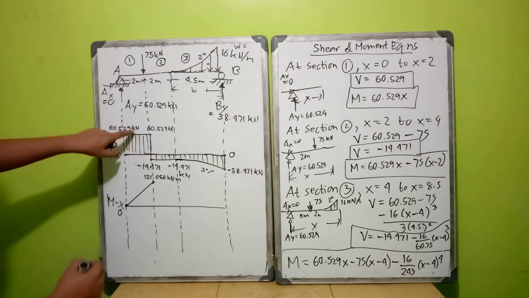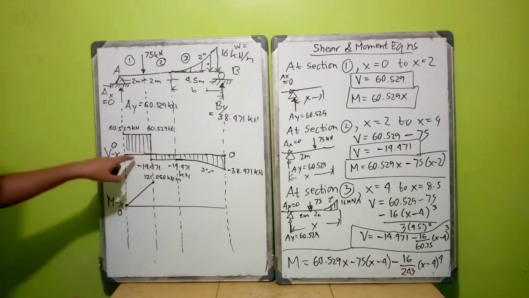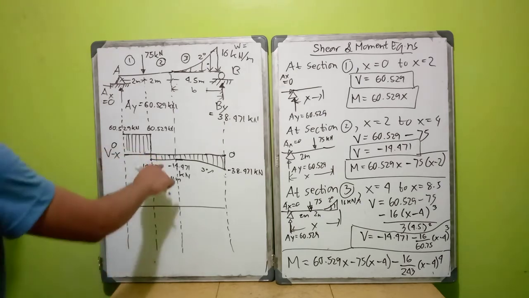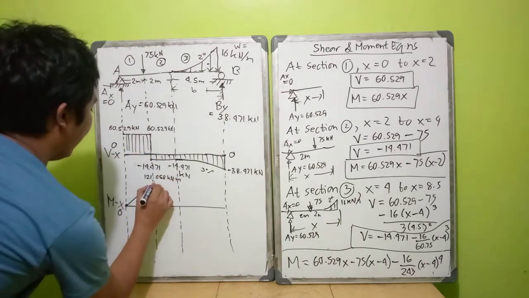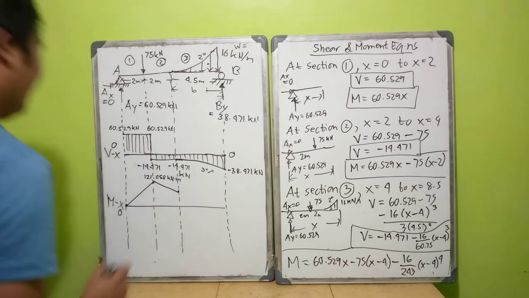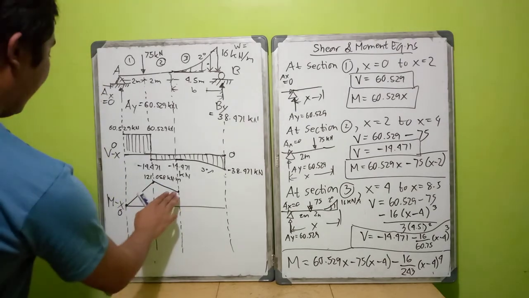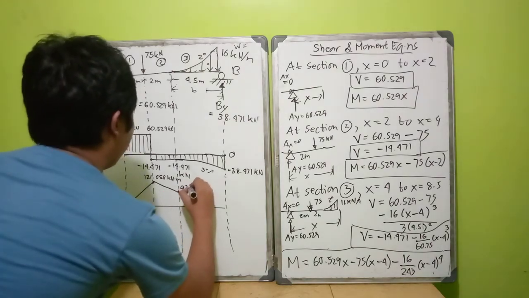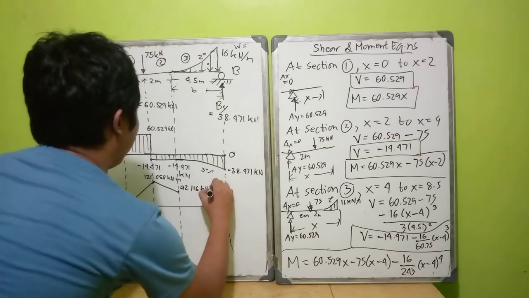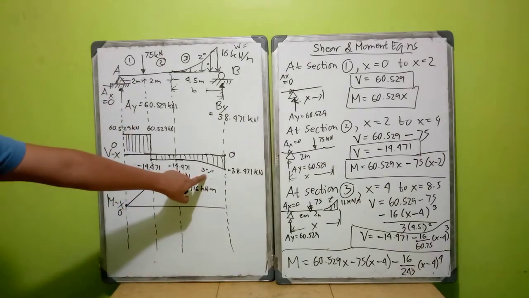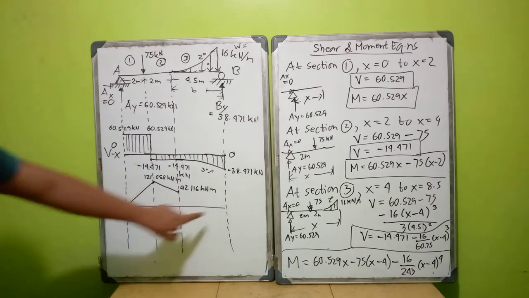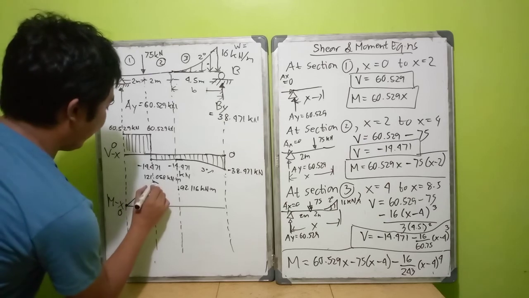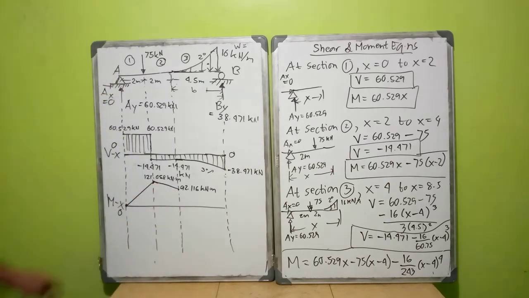Since this is a 0-degree curve, this became 1 degree. This is also 1 degree but negative since it is a negative area. So it is a 1-degree curve, a constant downward slope, 92.116 kilonewton meter. Since this is a 3rd-degree curve, this will be a 4th-degree curve downward. Let's make it higher so it will look closer to reality.